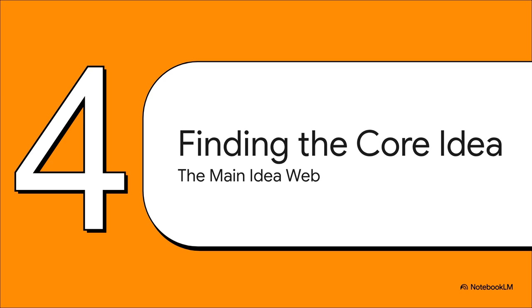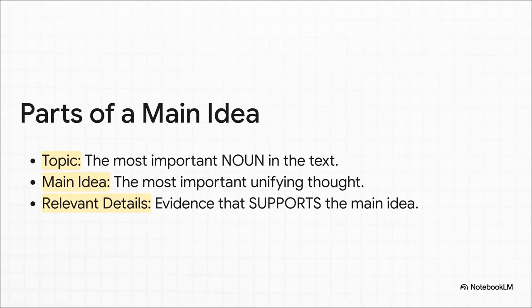Now it's time to zoom out even further with our next tool, the main idea web. This is how you find the central message, the absolute core of an entire text. Think of this as a 3-step process. First, you find the topic. That's usually the main noun you see over and over. Second, you figure out the main idea. What's the author's key message about that topic? And third, you go hunting for the details the author uses to prove their point.